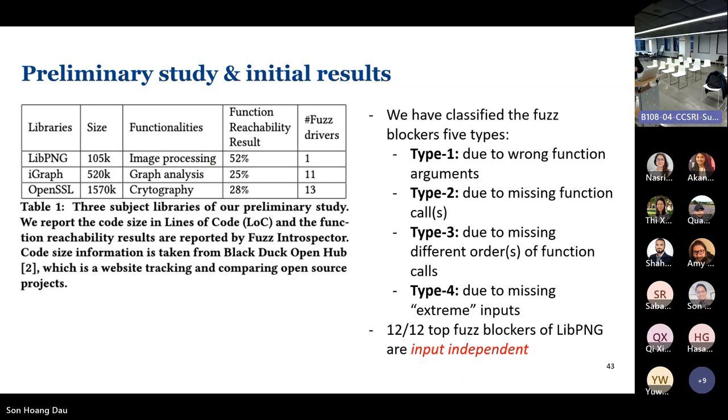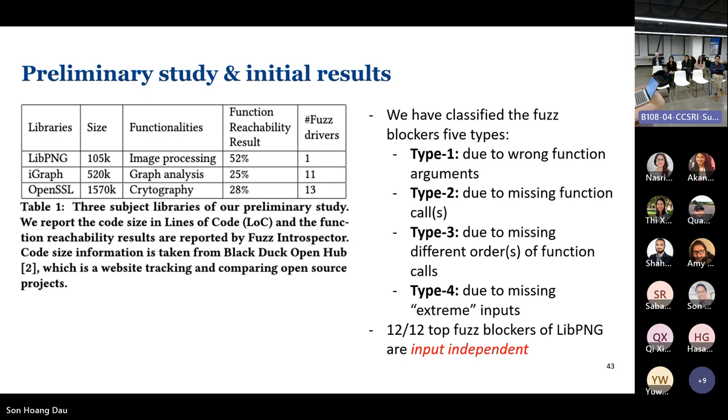For example, all the top fuzzing blockers in the dependency are input independent. It means that even if we try to test or fuzz the program forever, technically, we cannot get past the blocker. Because some blockers do not depend only on the input, like the sample input that we prepare. They also depend on what kind of code we use to process the library.